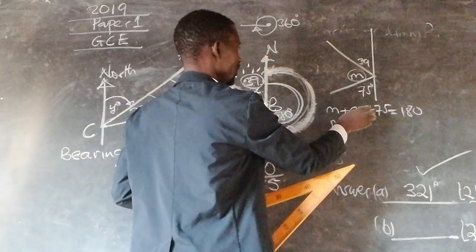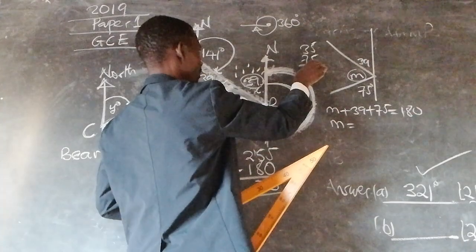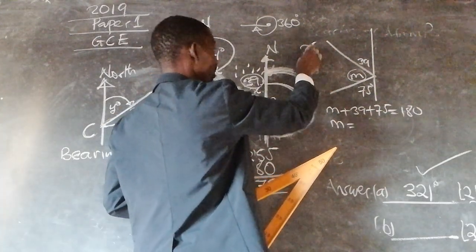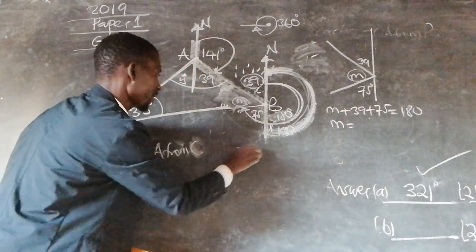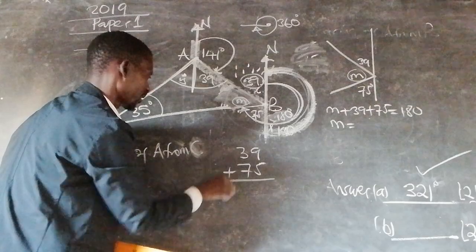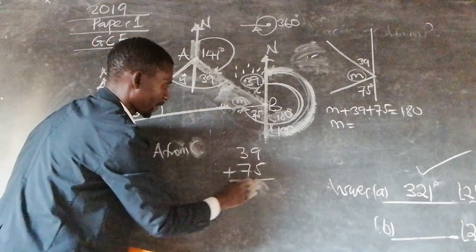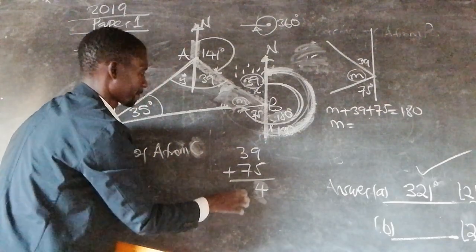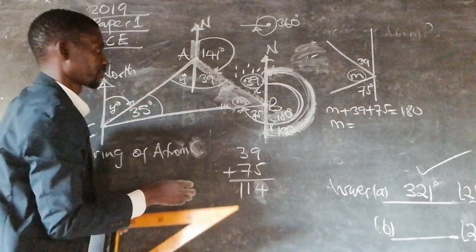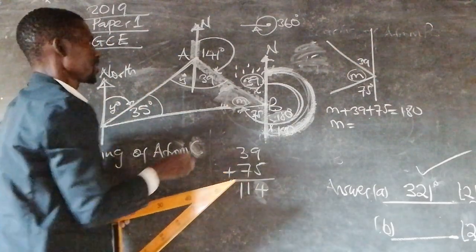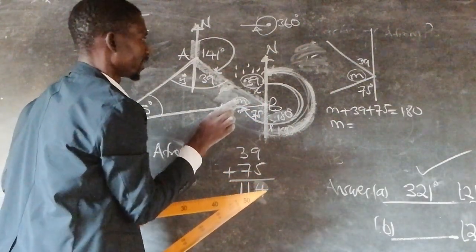So M equals 39 plus 75. Let's find the sum of these two. 9 plus 5 is 14, carry 1. 1 plus 3 plus 7 is 11. Yes, 114. It is 114. So if this is 114, the whole of this is 114.